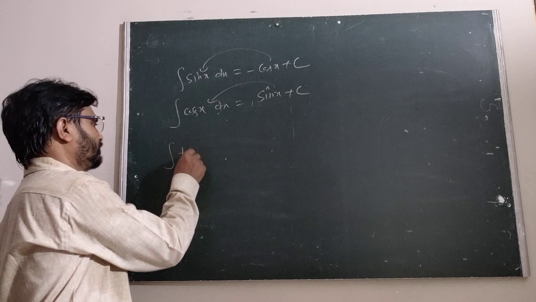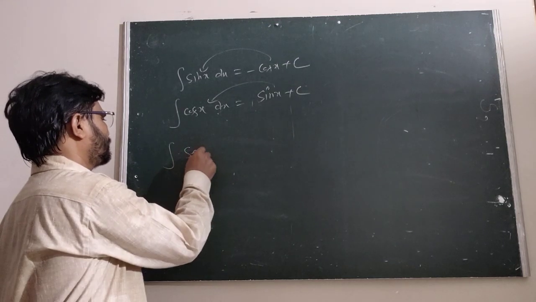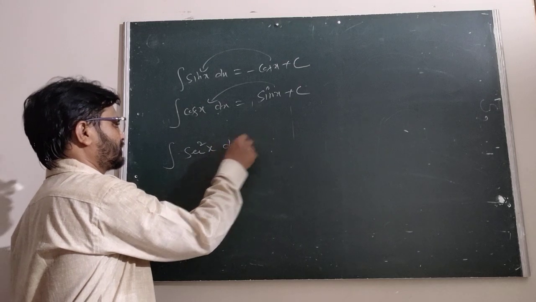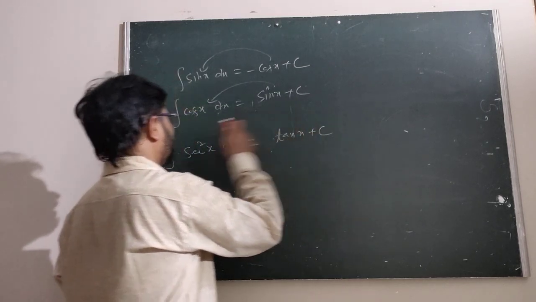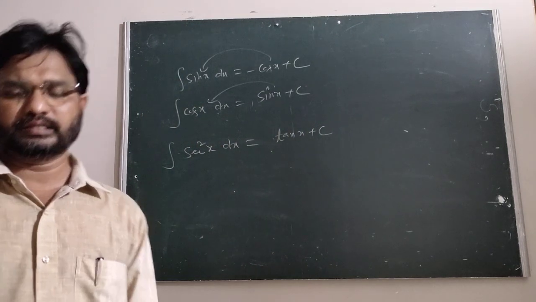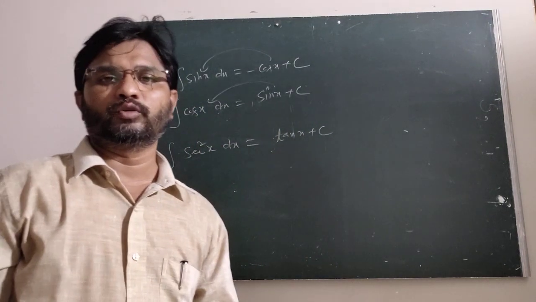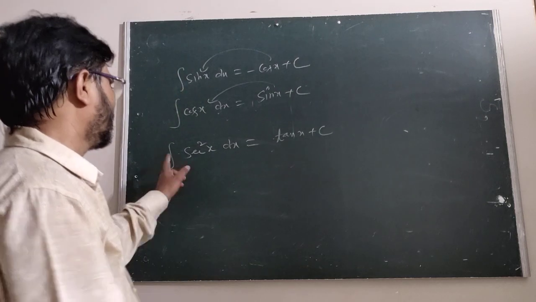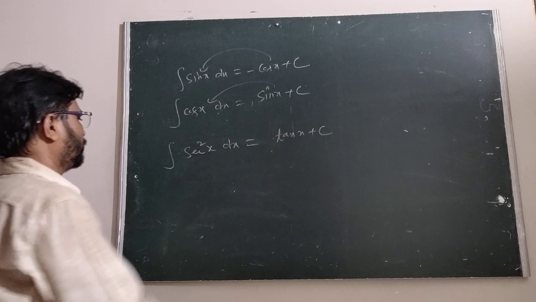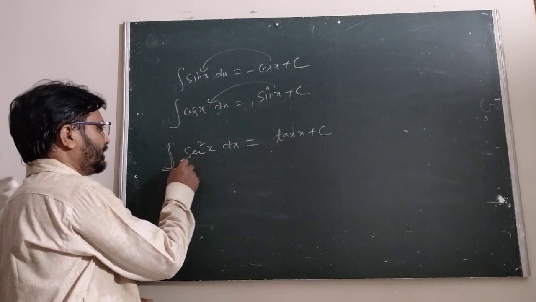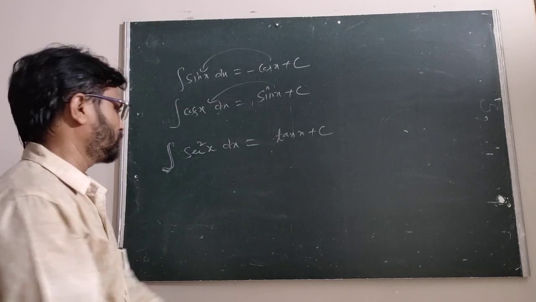Now we write the integral of secant square x dx, that is tan x plus c, because the derivative of tan x is secant square x. Further, we are going to learn about the integral of tan x also. At present, we only know that the integral of secant square x dx is tan x plus c.